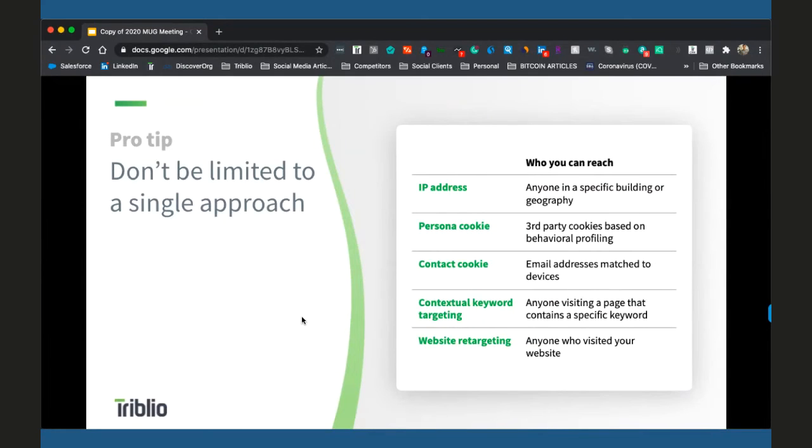I have a question, if you don't mind. Given that certain browsers are starting to enhance privacy controls, what do you see the impact of locking down cookie data having on your end of ABM?